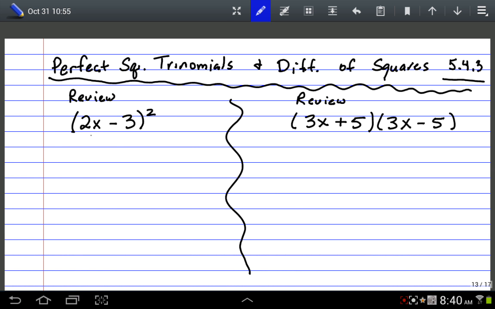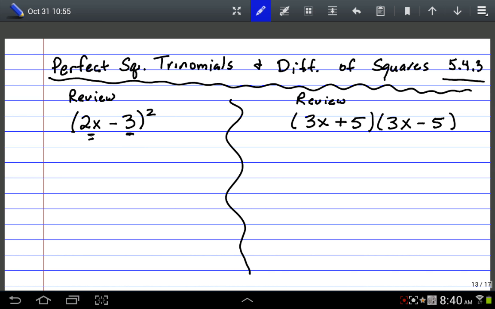Okay, so let's start over here with (2x - 3) squared. Recall there's a shortcut we can use to expand this, and you probably noticed that factoring is the reverse idea of this. So let's go forward with this first, and then we can go in reverse to factor. We have square, square, twice the product.